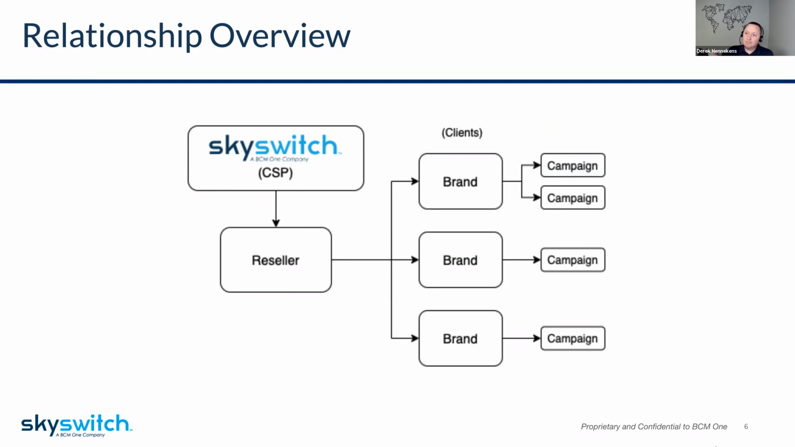And then beyond that, your telephone numbers are assigned to the campaign. It's important to note that telephone numbers, which it's not in this image here, can only be assigned to one campaign at a time. So a brand can have multiple campaigns, multiple different use cases, and then you can break out your telephone numbers per campaign.